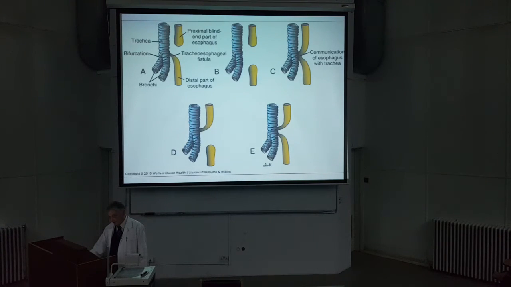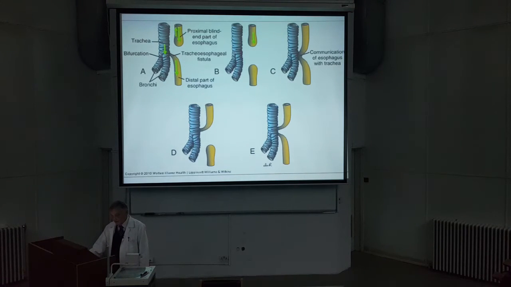These are the varieties of things going wrong. In this case, the esophagus ends blindly. So the baby is born, and whatever he or she takes will be vomited, because it's not connected to the stomach. And the air goes into the trachea. At the same time, it goes to the stomach. So the stomach will be filled with air. No food is getting to the stomach.